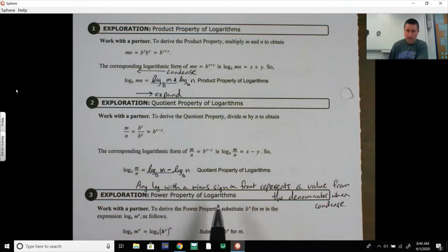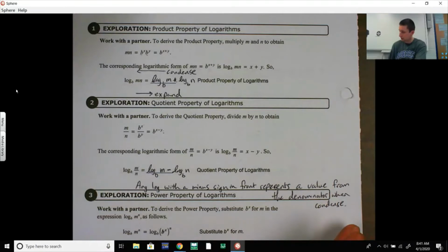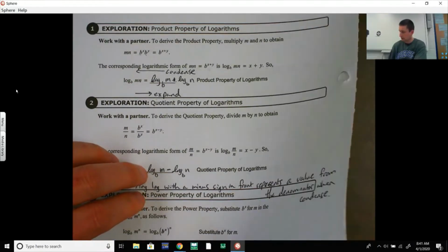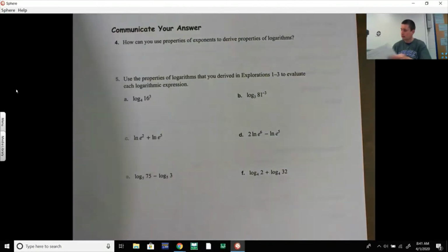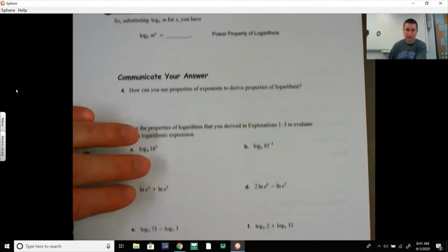So that brings us to one of my favorite properties, the power property of logarithms. This is a bunch of fancy stuff. I call this the frog log because you get to make the frog jump over the log. And this is what makes exponential functions solvable in algebra terms.